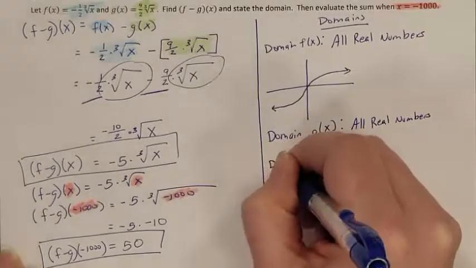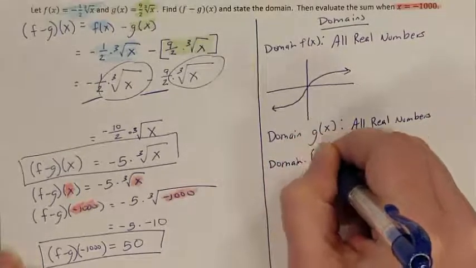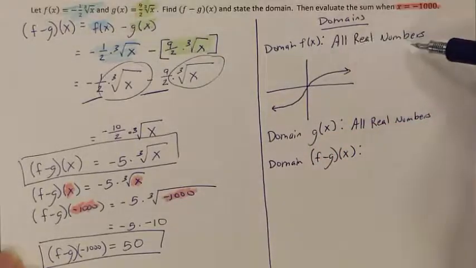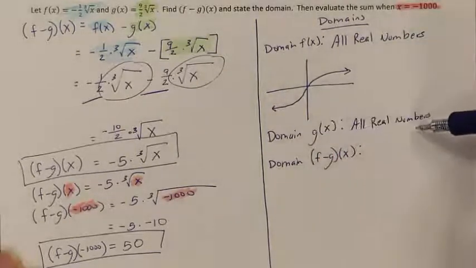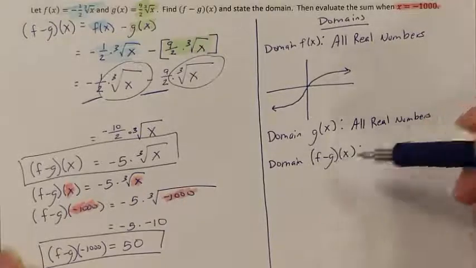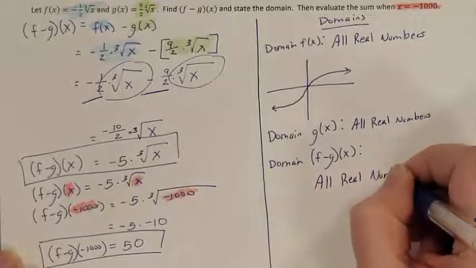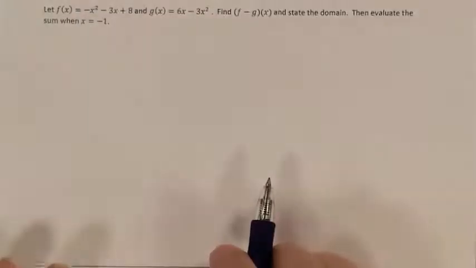So now we just need to analyze the domain of our f minus g rule. If f says I could use everybody, and g says I can use everybody, that means the new rule of f minus g also says I can use everybody. So my domain is also all real numbers. Let's go ahead and look at the next problem.